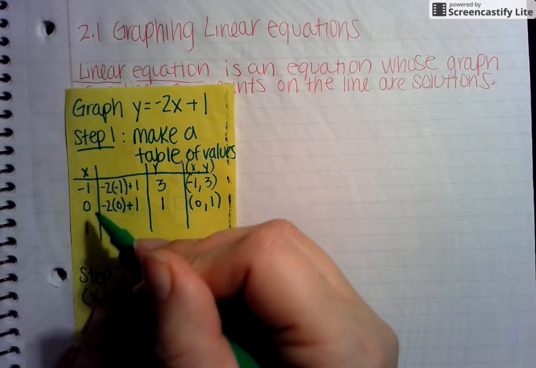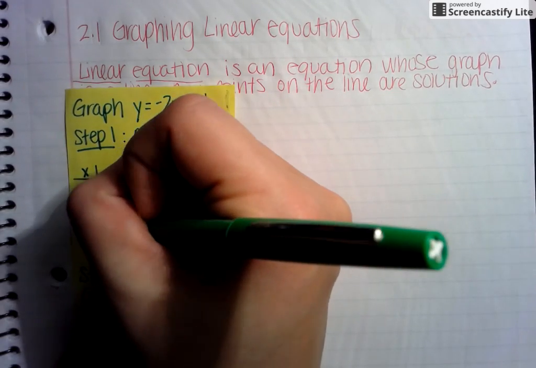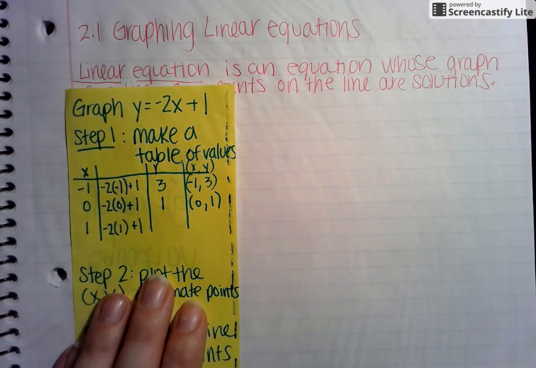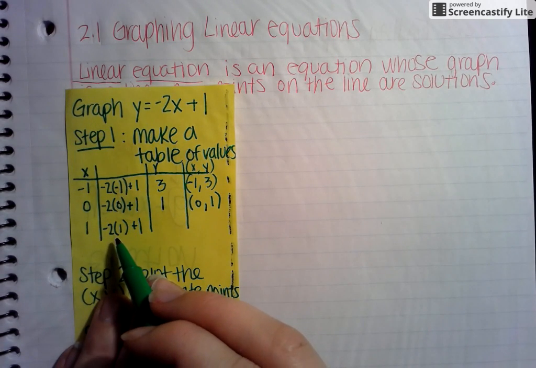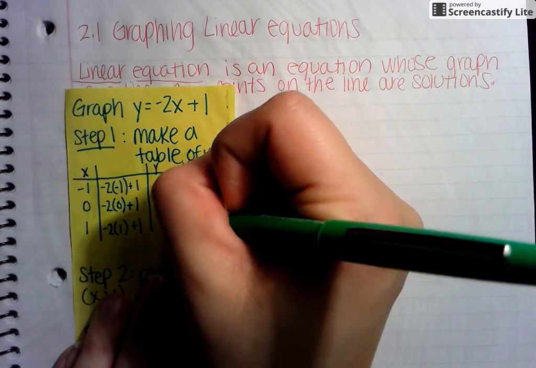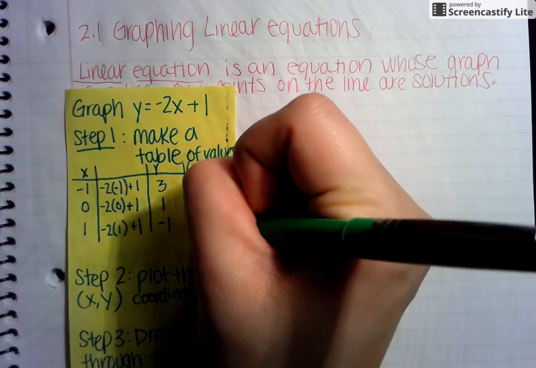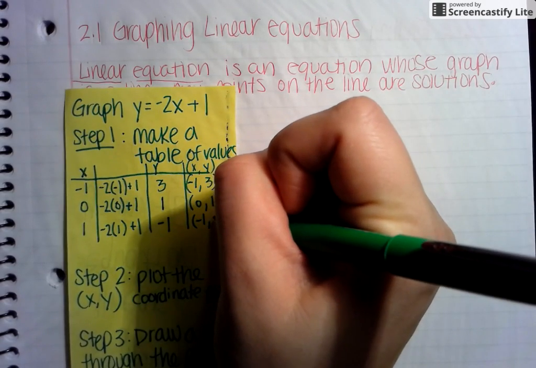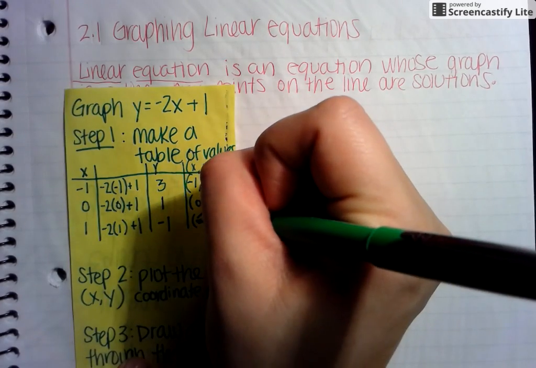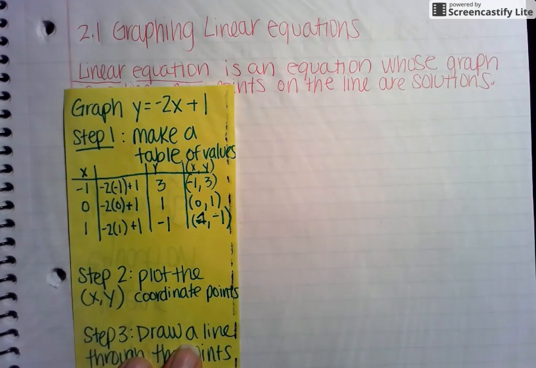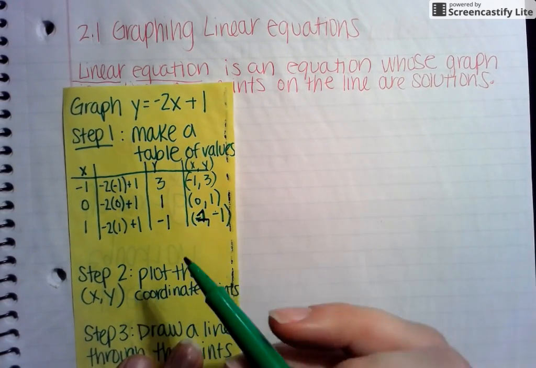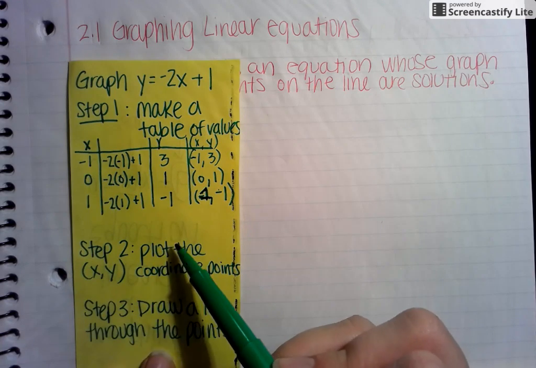I'm now going to take my 1 and substitute it in for x. So I have -2 times 1 plus 1. -2 times 1 gives me -2. I'm going to add 1, so I have -1. So my point is actually going to be 1, -1.